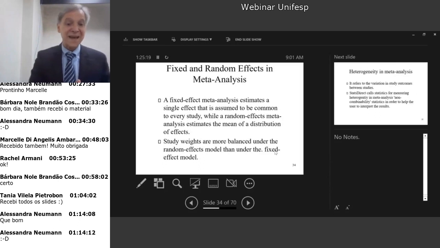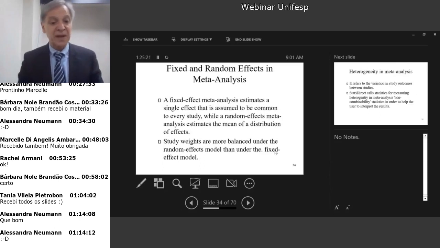A fixed effect meta-analysis estimates a single effect that is assumed to be common to every study. So I'm reviewing a meta-analysis, 10 studies. A fixed effect estimates a single effect, for instance, let's say the effect of whatever it was, I forgot, that we had on glucose level, okay? So assume that an effect is common to every study.